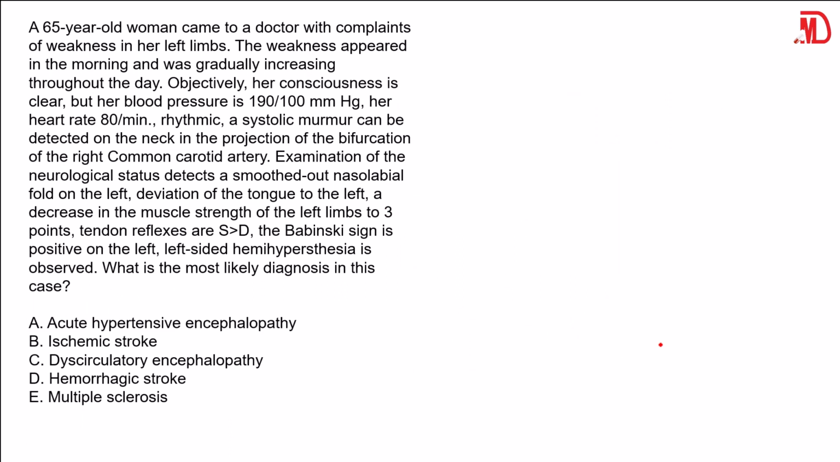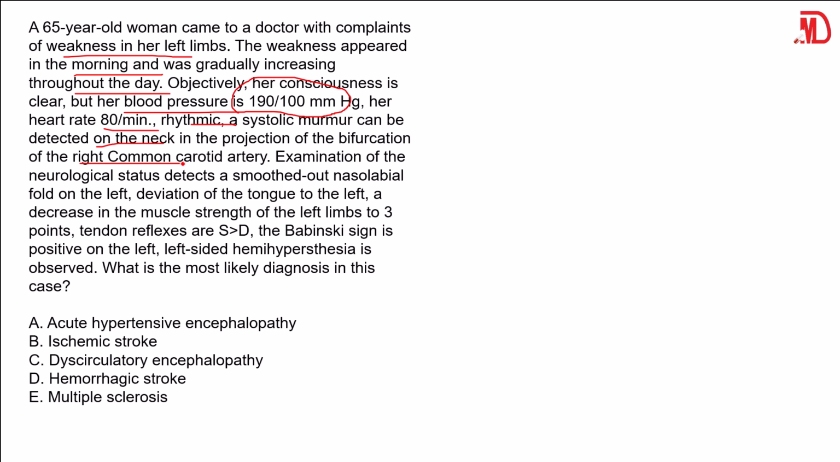Now we have a 65-year-old woman who came to a hospital to a doctor with complaints of weakness in her left limbs. The weakness appeared in the morning and was gradually increasing throughout the day. Objectively, her consciousness is clear, but her blood pressure is 190/100. This is typically high. Her heart rate is within normal, 80, rhythmic. Systolic murmur can be detected on the neck in the projection of the bifurcation of the right common carotid artery.